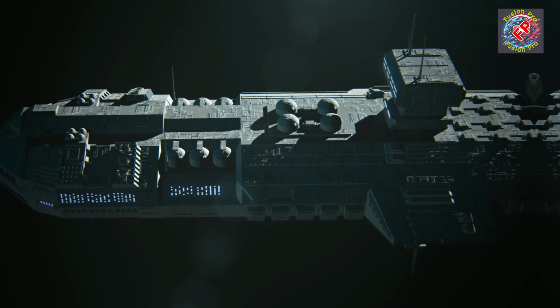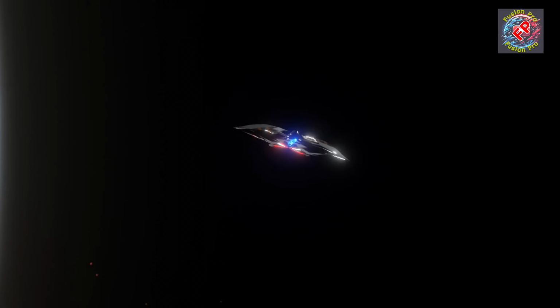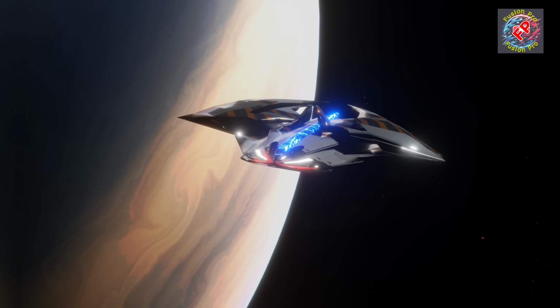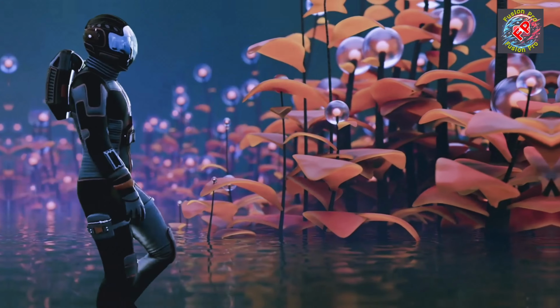The evolution of space exploration. Humanity's fascination with space dates back centuries, but it wasn't until the 20th century that the dream of space travel became a reality. The launch of Sputnik 1 by the Soviet Union in 1957 marked the beginning of the space age and ignited the space race between the United States and the Soviet Union. In 1961, Yuri Gagarin became the first human to journey into space, paving the way for subsequent manned missions.